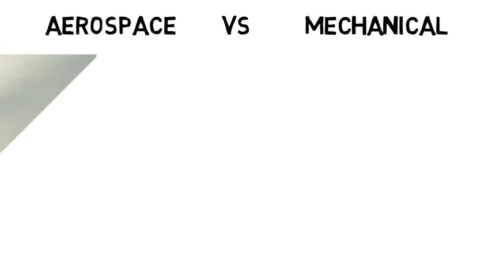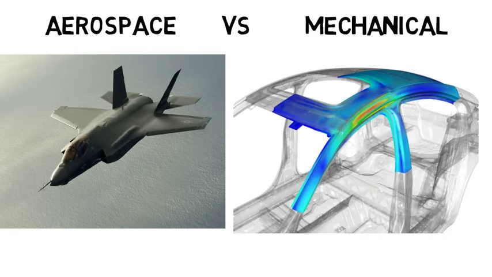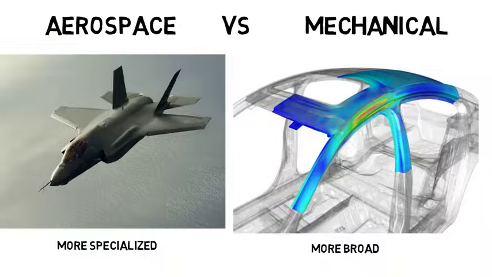Aerospace and mechanical engineering are often a common toss-up for students because these majors are very similar, especially in the beginning of undergrad. The general difference is that aerospace engineering is more specialized, whereas mechanical engineering is more broad in terms of what you learn in school and the careers you can get into.